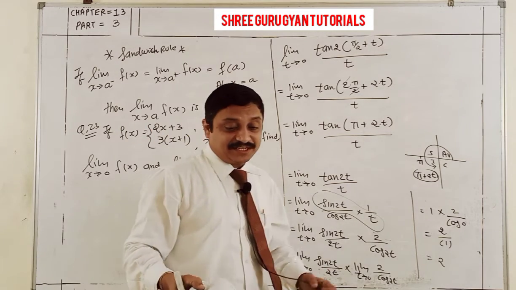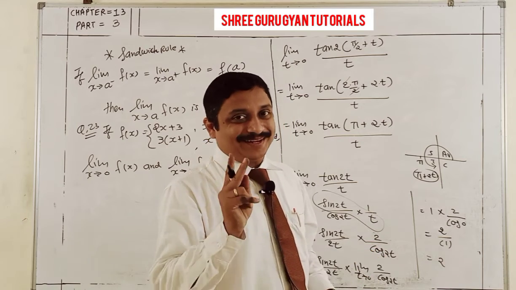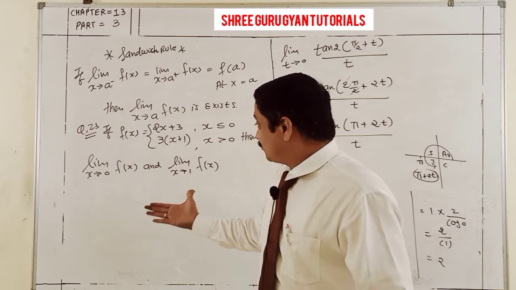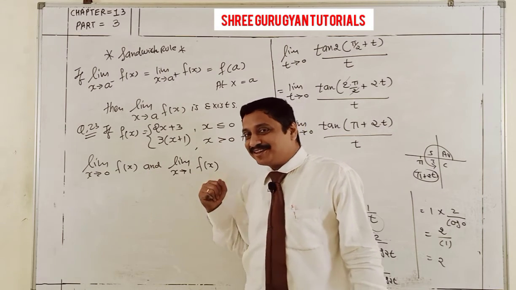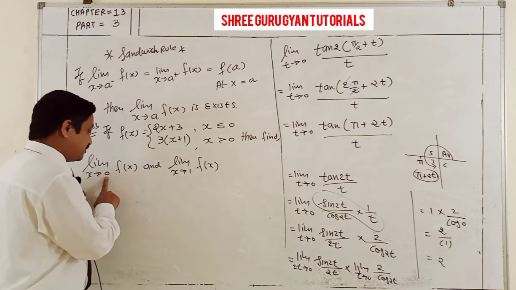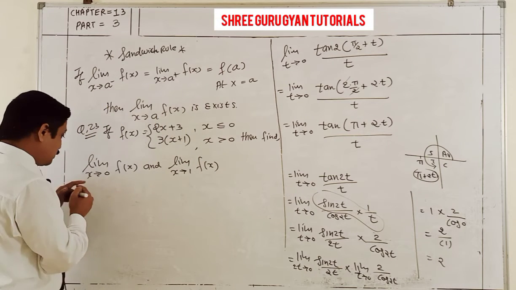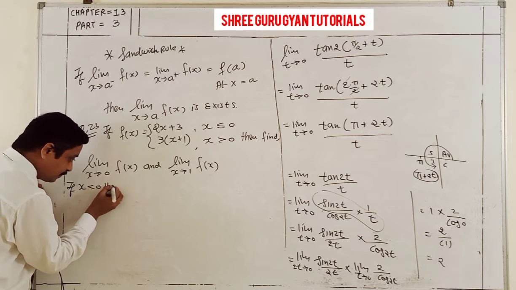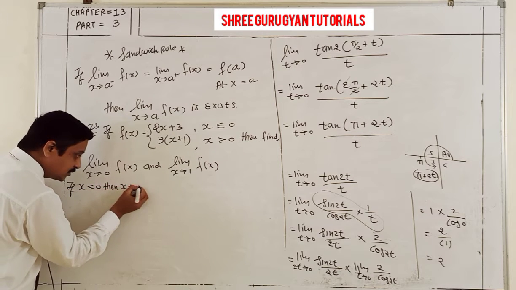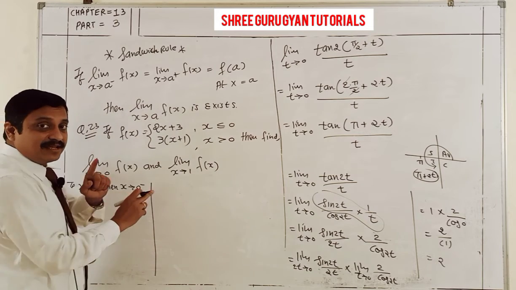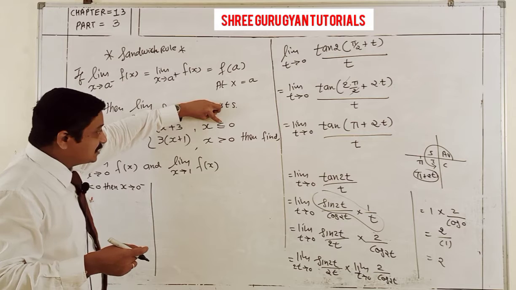x tends to 0 f(x) and x tends to 1. Indirectly, students, here two numericals are given. It means a 3 marks question, 1.5 for this one and 1.5 for that one. So I will simply explain this one. Sandwich rule applies. If x is less than 0, then x tends to 0 negative, and this 0 negative indicates the left hand side limit.